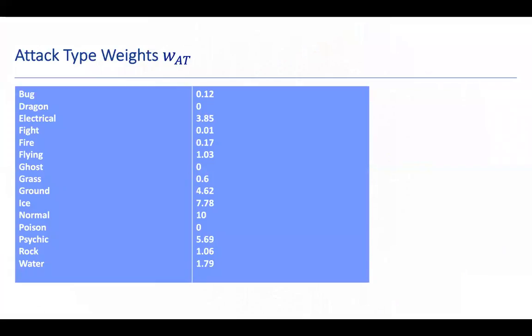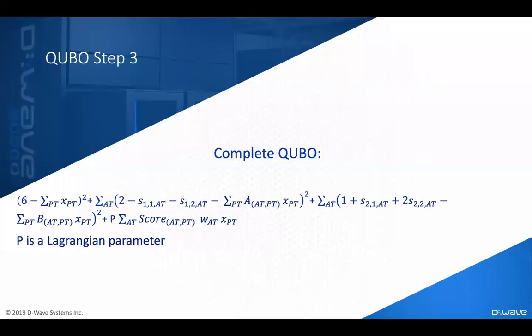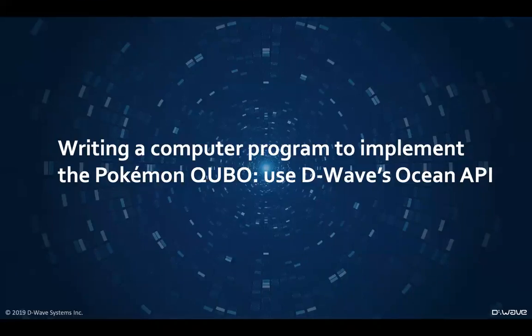And finally, here are the attack type weights that Parker Kuklinski provided for me. The strongest ones are normal and ice, used most of the time based on the historical pattern. All right, here's the complete QUBO. And yeah, it's kind of scary looking, but it really isn't. Hopefully you've gotten some feel for this as we've gone on. And P is that gamma number I talked about earlier. It's kind of a fudge factor that I can play with that we'll have to look for in terms of running this. Now, I'm going to write a computer program to implement the Pokemon QUBO on D-Wave.